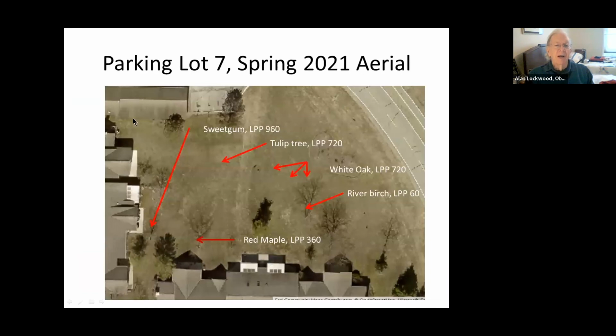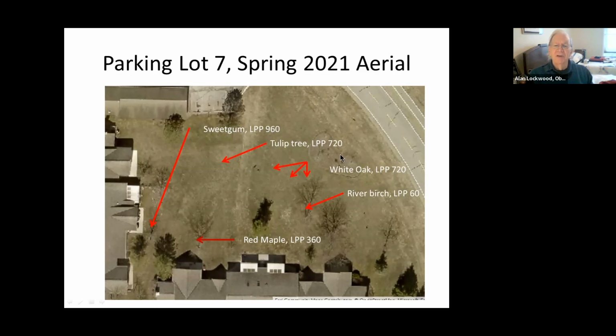So immediately behind the new garages, which are up here in the upper left-hand corner, are a series of trees that are either already in existence or on tap to be planted at the next planting cycle. The first of these is a sweet gum tree, and this is the Champ LPP tree in this array. It has an LPP value of 960. New to the site in the next year will be a tulip tree and 3 white oak trees.